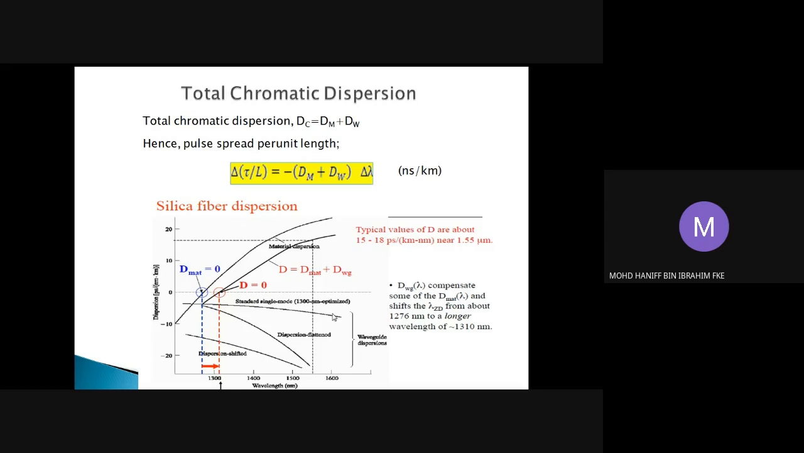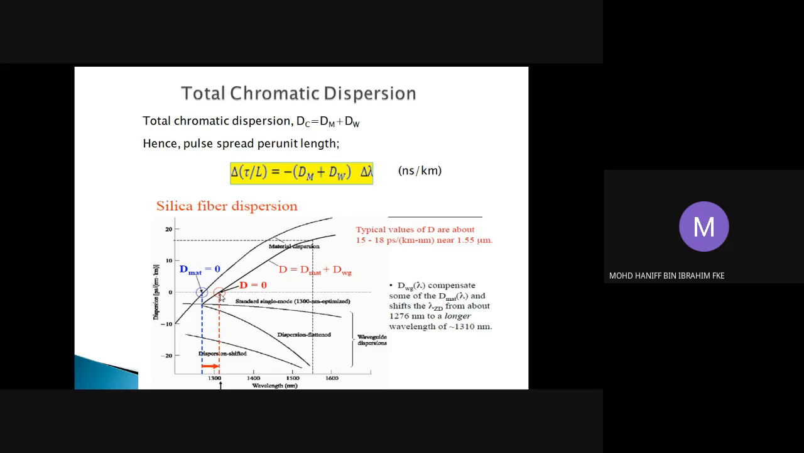This line here is a very small line. So this is basically waveguide dispersion. Somehow, when we add the DM and the DW graphs, we can have a new line here. This line is a new D, which is a summation of both DM and DW. And from here, we can have a new zero dispersion wavelength located at 1310 nanometer.